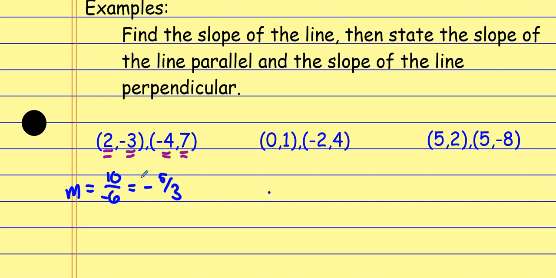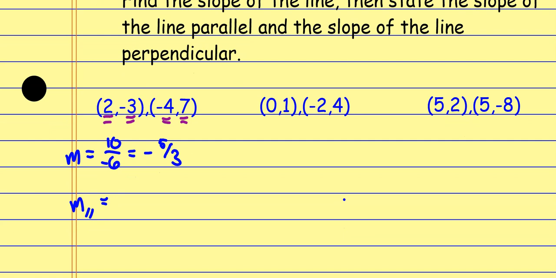That's a 5/3. Okay? But now I want to find the slope of the parallel line. I'm just going to use a little subscript with little parallel lines here. It's a nice way to denote it. The slope of the parallel line is going to be the same. So if the original slope was -5/3, parallel is also going to be -5/3. And now the perpendicular line, again, I'm going to use this little perpendicular symbol as a subscript.